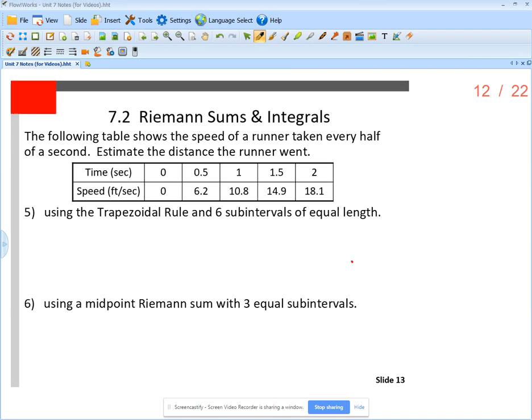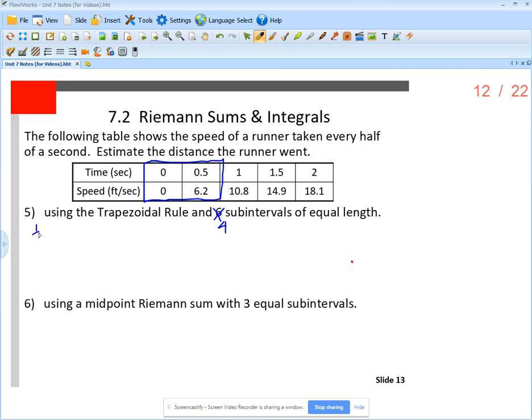All right, so let's do an example of that. The following table shows the speed of a runner taken every 1/2 of a second. Estimate the distance that the runner went. Use the trapezoidal rule, and we're actually going to be doing 4 subintervals of equal length. So I'm going to do this essentially the same way that I would start by doing a rectangle. I'm looking at this sort of distance here.